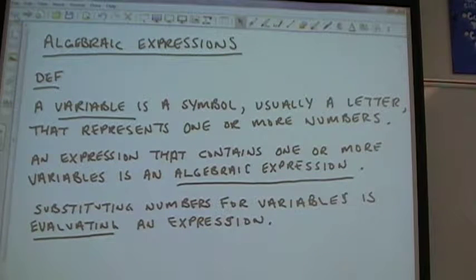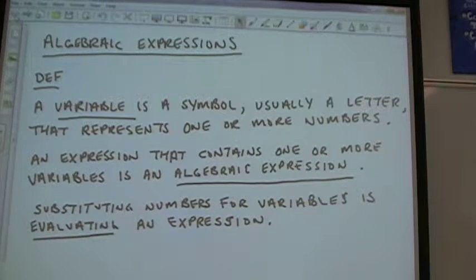If you're talking about a one variable expression, what's the one variable we use most often? X. Okay? But it can be any letter, A through Z. O is probably not a good choice because it could look like a 0. So we'll see X most of the time if you're talking about one variable. If you're talking about two, it could be X and Y, A and B, whatever. An expression that contains one or more variables is an algebraic expression.